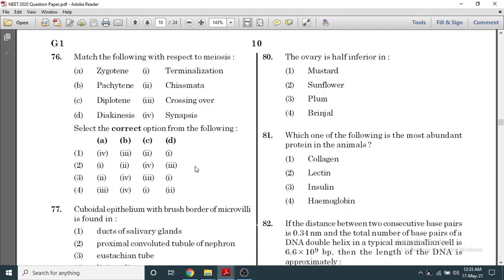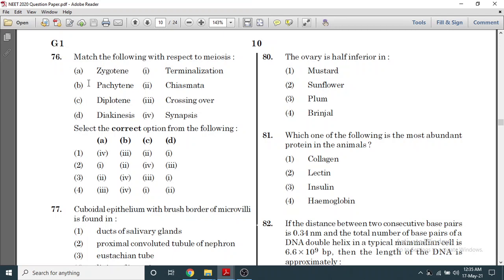Welcome to the NEET 2020 question paper analysis of set G1. Now we will discuss from question number 76 and we will see from where inside the NCERT the questions are coming. Question number 76, match the following with respect to meiosis.